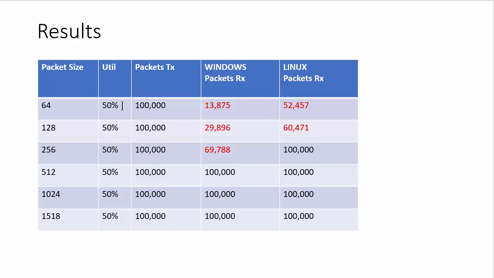So 64 byte packet, 50%. We've got 13 out of 100 for Windows and 52 out of 100 with Linux. Now they both dropped it, but Linux kind of outperformed Windows. And if we pick that imaginary 256, 512 range, we've got 69 out of 100 for Windows, and we've got 100 out of 100 for Linux. Again, it outperformed it. 512, they're both 100 out of 100, and so on.